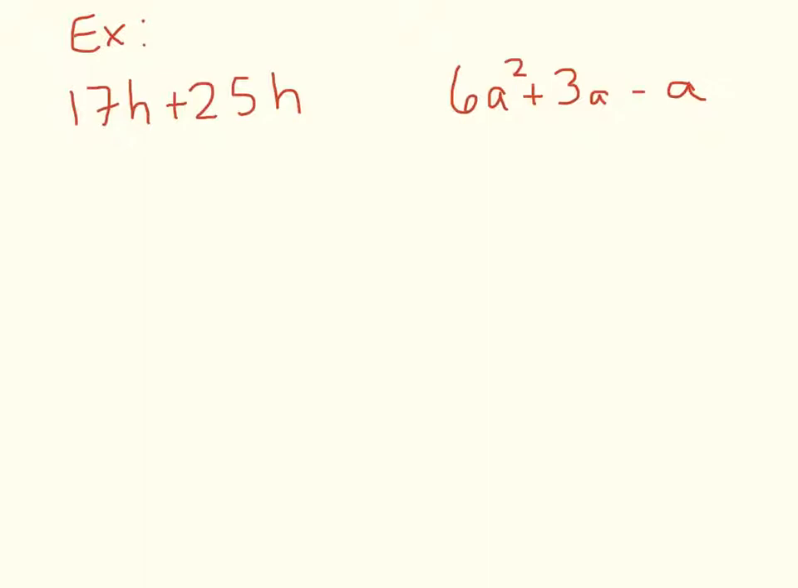If I have 17h plus 25h, well, I notice that these are like terms. They have the exact same variable part. So I combine them. So I add their coefficients. This coefficient is 17, and this is a 25, a positive 25. So I combine them, and I get 32, and I keep the variable part exactly the same, 32h.